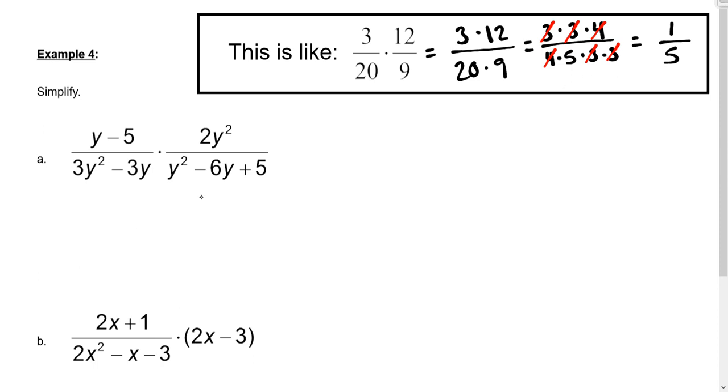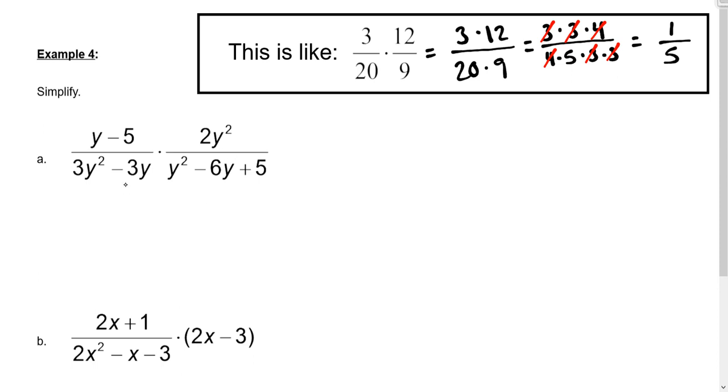So let's take a look at the two examples real quick. For the first one, we see that we've got y minus 5 over 3y squared minus 3y times 2y squared over y squared minus 6y plus 5. Now, before we even get started, I'm going to throw you guys a bit of a bone, okay? All of these have to be simplifiable in some way, shape, or form.